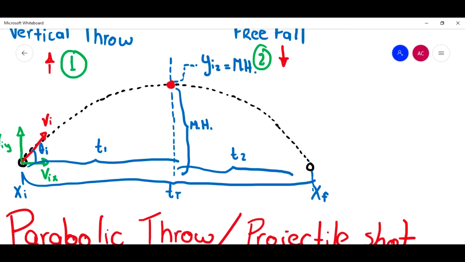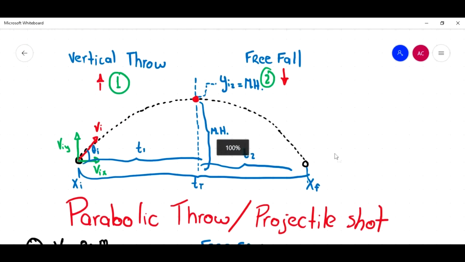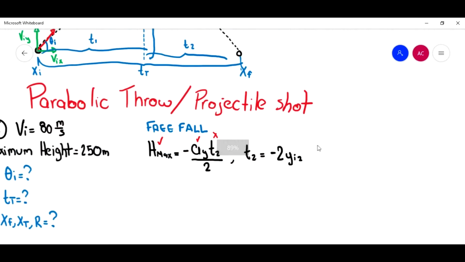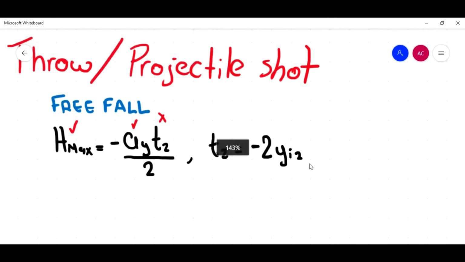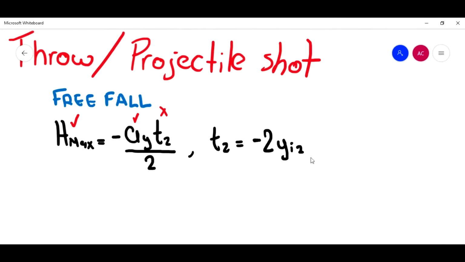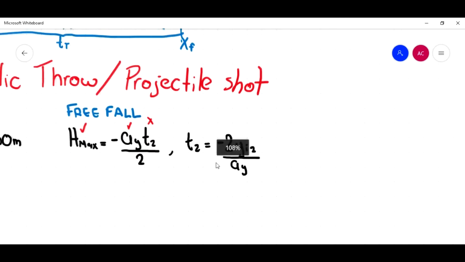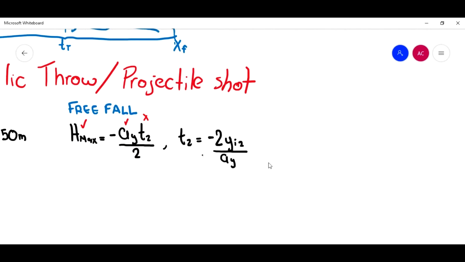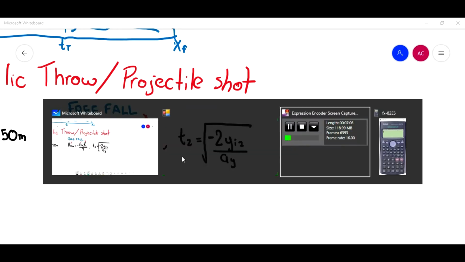But all that information comes from the video of free fall that I recommend you to watch, okay. Minus 2 times the initial position or maximum height over the acceleration of gravity, sorry, of acceleration in y, that in this case is the acceleration of gravity, okay. So everything is going to be inside of the square root. Sorry, I forgot here, because in this equation I got a square root.